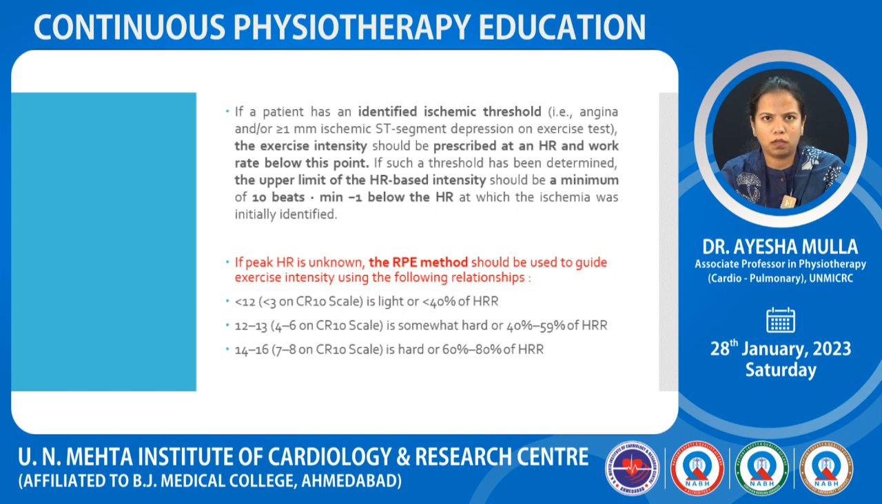Now the RPE method is used as follows: less than 12 is slight, less than 40% of the HRR; 12 to 13 RPE on the 6 to 20 point scale, or 4 to 6 on the CR10 scale, indicates somewhat hard, or 40 to 59% of HRR; and 14 to 16 on the 20 point scale, or 7 to 8 on the 10 point scale, indicates hard, or 60 to 80% of the HRR. So this HRR method, less than 40%, 40 to 59% and 60 to 80%, can be considered for a patient whose peak HR is unknown.